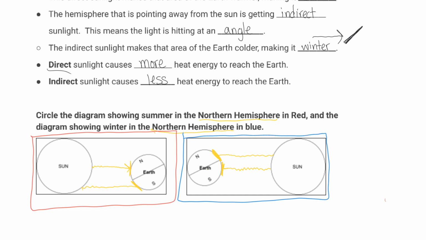Hopefully this video helped clarify how the tilt of the Earth, remember on its axis, that imaginary line running through the Earth, the tilt of the Earth receiving direct sunlight or indirect sunlight determines what season we are in.